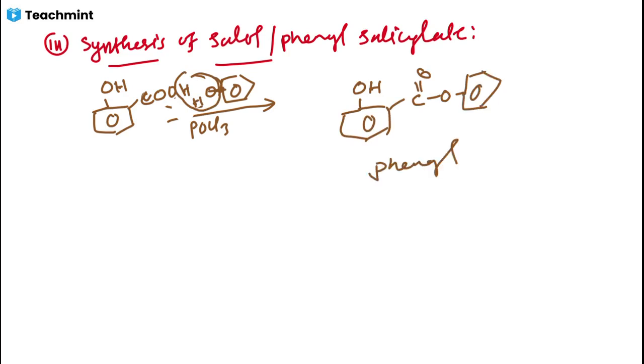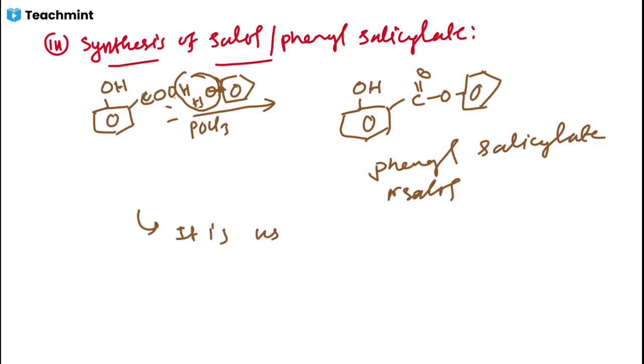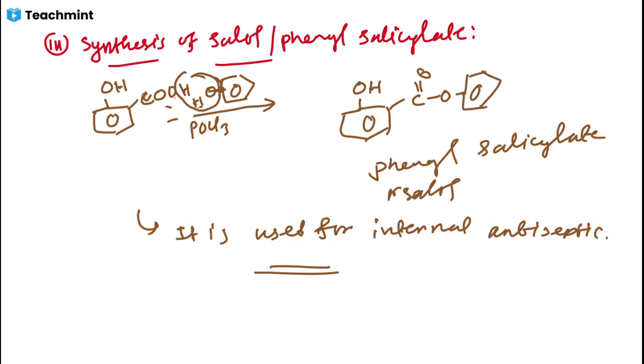Phenyl salicylate or Salol is used as an internal antiseptic. This is the Kolbe-Schmitt reaction along with these applications. This is very important for competitive exams, our West Bengal board, and other equivalent exams. Thank you.